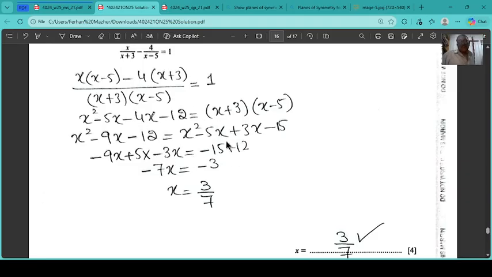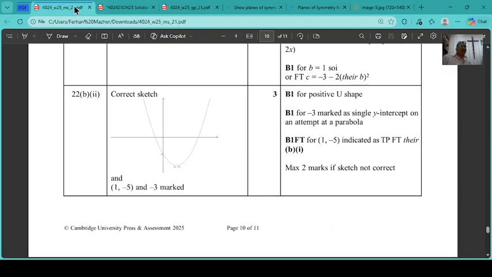You see, the constant terms I have taken to this side. The terms which have x, I have brought them to this side. So you have minus 7x equals minus 3. Minus minus cancel, so x will be equal to 3 by 7. So this is how you will do the question number 23.